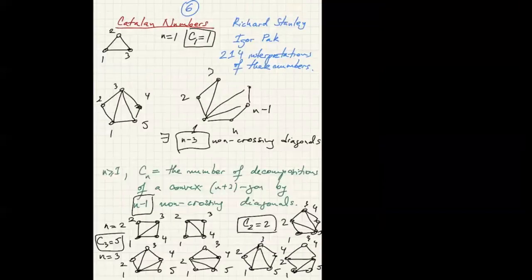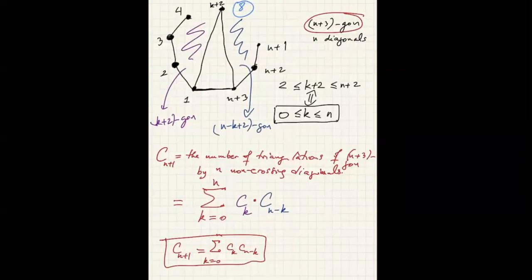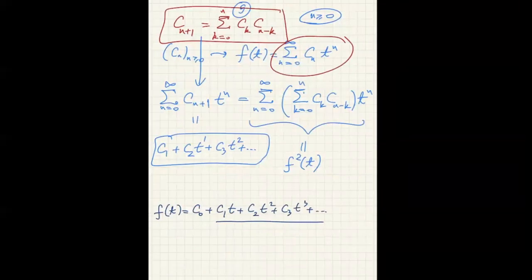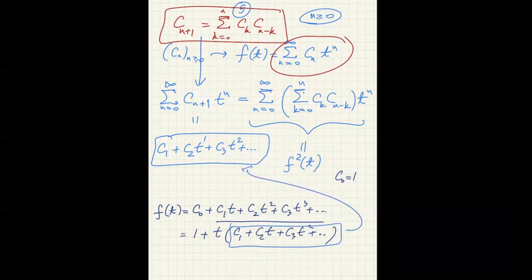I guess we can take C0 to be 1, because that was the number of triangulations of a two-gon, and a two-gon is a segment. So we can take C0 to be 1. And so we're going to get 1 here, plus I can take t as a common factor here, and what do I get? I get C1 plus C2t plus C3t squared plus dot dot dot, which is exactly this part that I had from here.